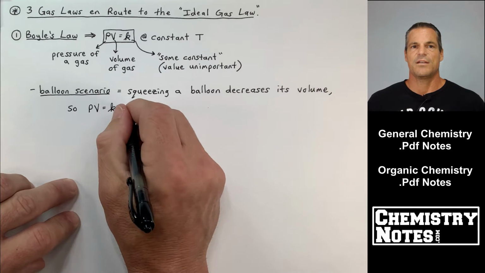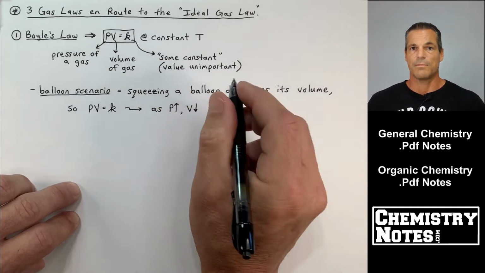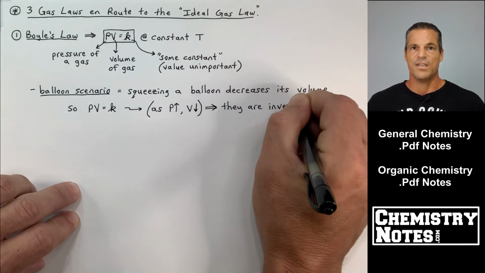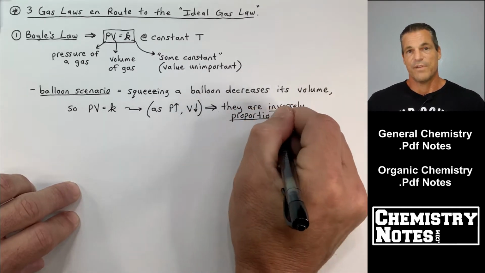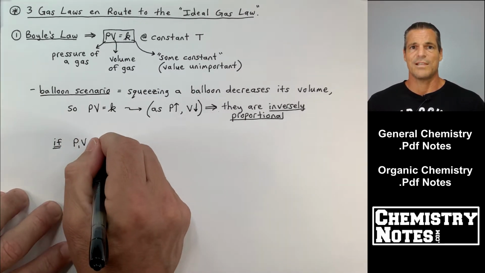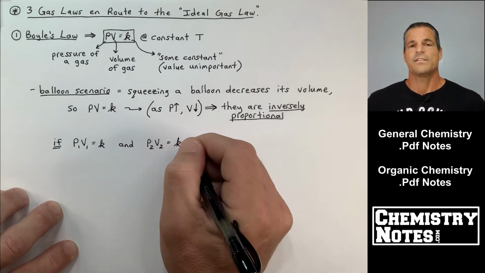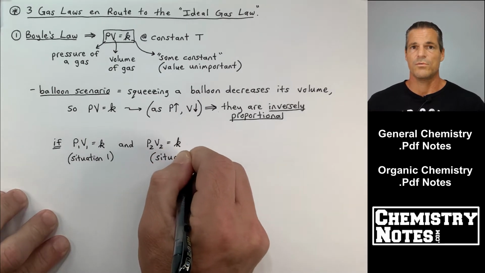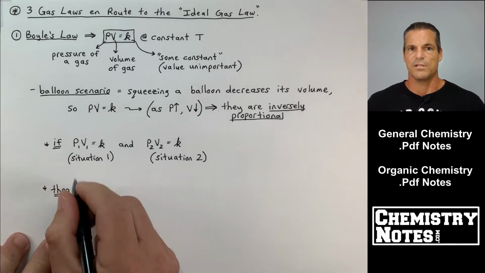If pressure times volume, or PV, equals some constant K, well, if P increases, V decreases. If pressure goes up, the volume goes down, and vice versa, of course. So this is an inverse relationship, or we would say that P and V are inversely proportional. If I take situation 1, P1 V1 equals K, situation 2, P2 V2 equals K, and I can have P3 V3 and so on.